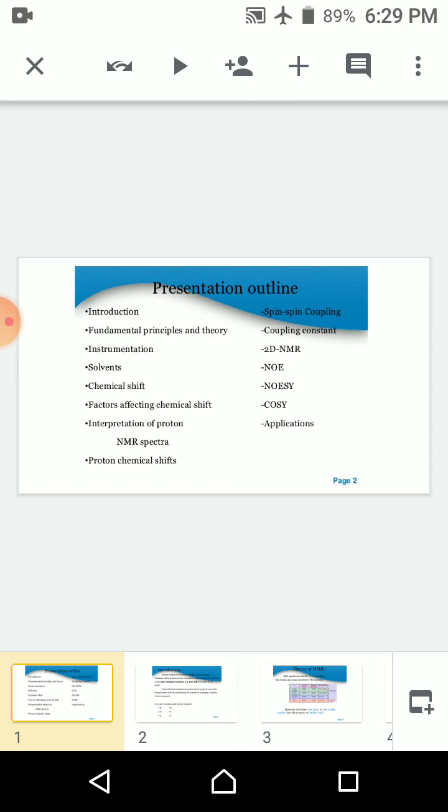So first of all, we have to discuss the presentation outline: the introduction, fundamental principles and theory, instrumentation, solvent used in NMR, chemical shift, factor affecting chemical shift, interpretation of problems, NMR spectra, proton chemical shift, spin-spin coupling, coupling constant, 2D NMR, NOE, NOESY, COSY, and its application.